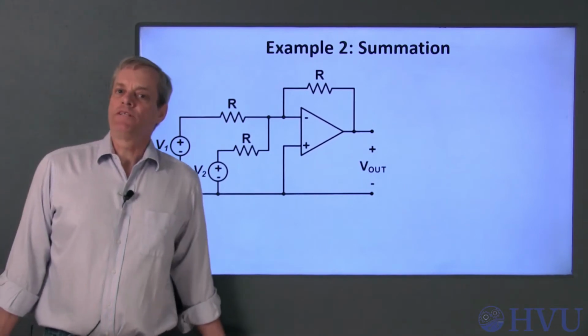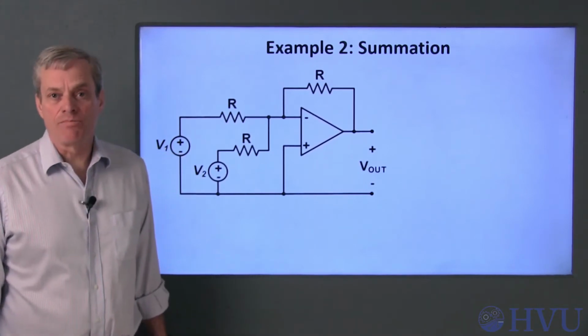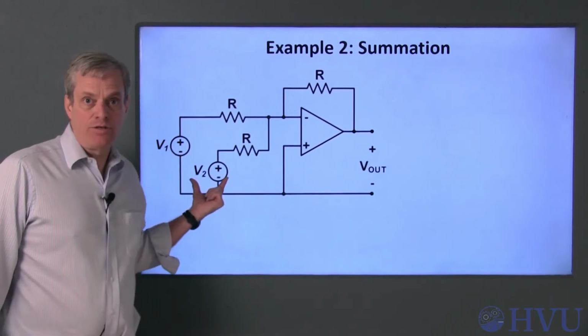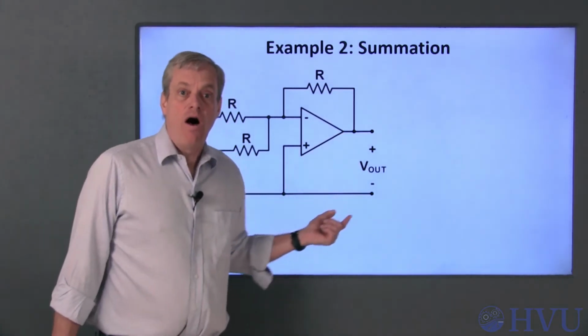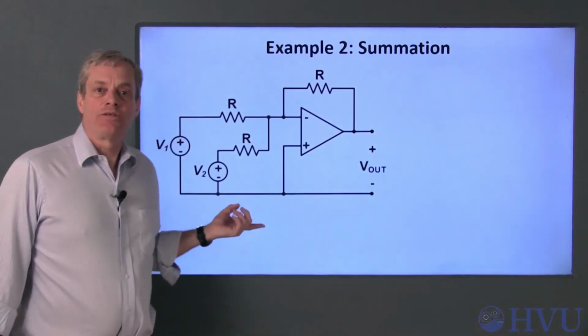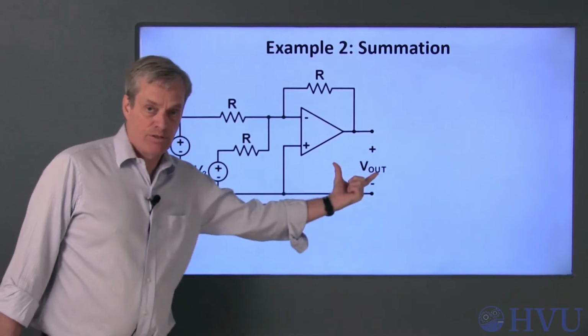For my next example, let's look at a circuit that performs an addition process. In this circuit, I have two inputs, V1 and V2, and one output. All the resistance values are the same. Now let's analyze the circuit to determine the input-output relationship.